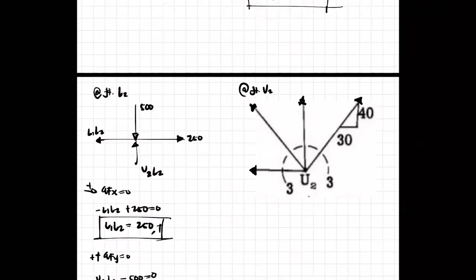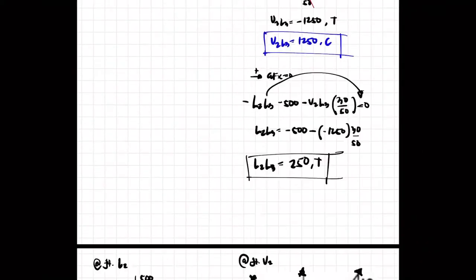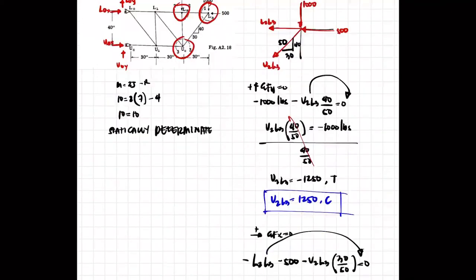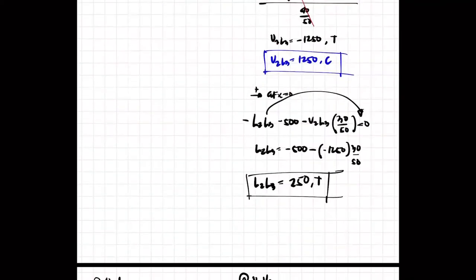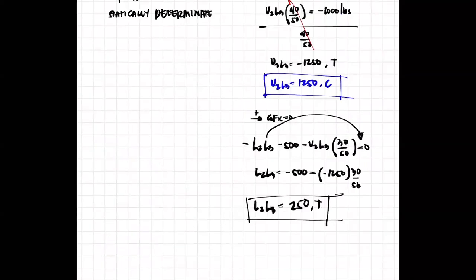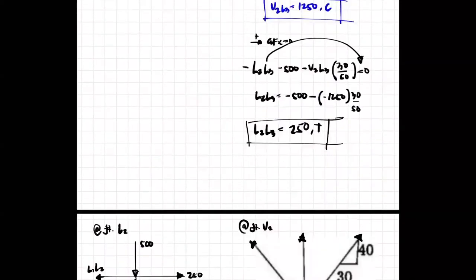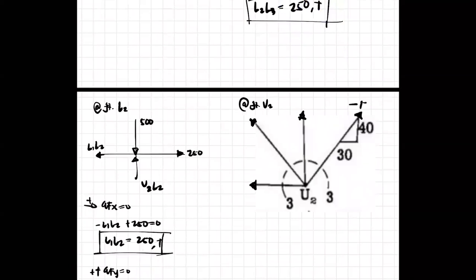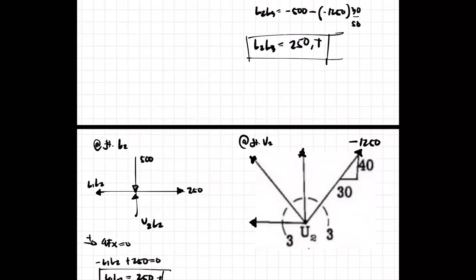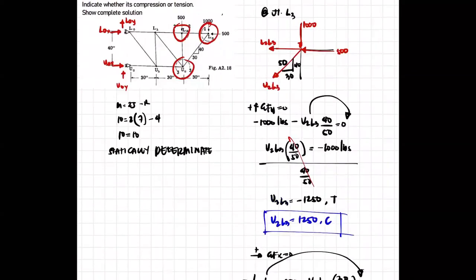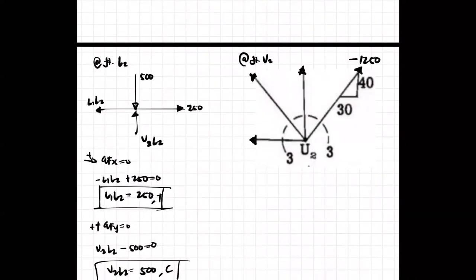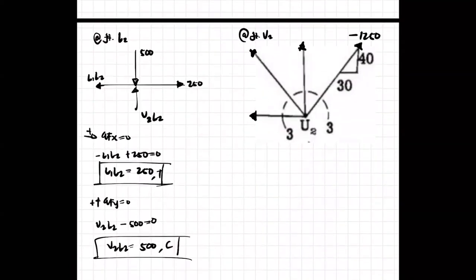Okay? So yung may angle na triangle 30-40, that is U2L3, and that is 1-50, which is pag tension negative. Okay? This negative 1-50. U2 upward is our U2L2. Okay? Our U2L2 is 500 compression. Okay? So we will change this one into compression na 500. Okay?